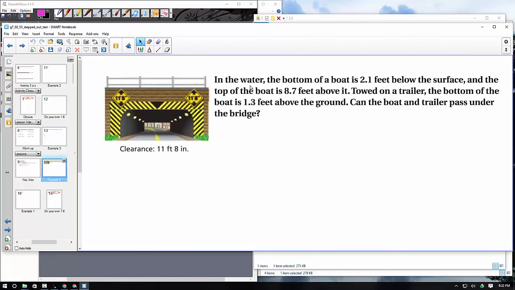So it says in the water, the bottom of a boat is 2.1 feet below the surface, and the top is 8.7 feet above. Towed on a trailer, the bottom of the boat is 1.3 above the ground. Can the boat and trailer pass under the bridge? Oh, interesting.